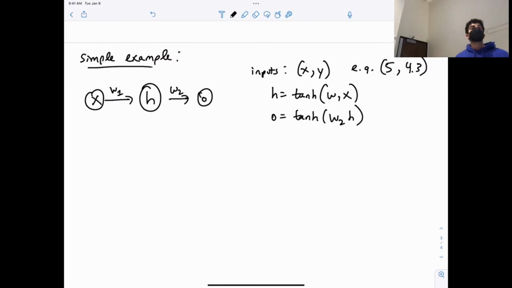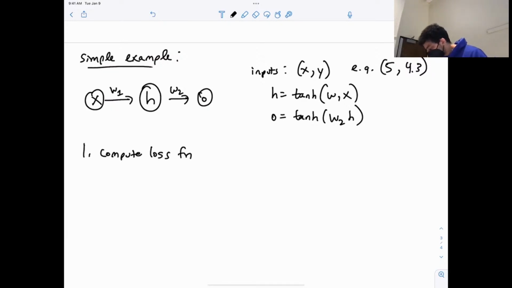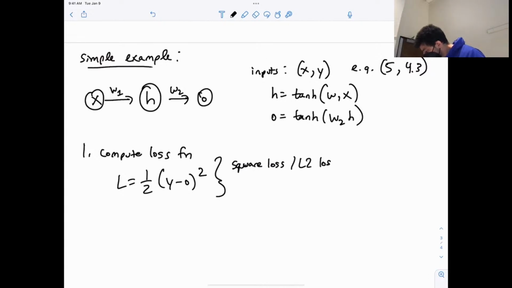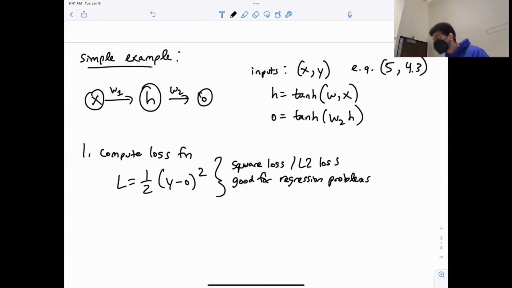Okay, so what's our first step of our algorithm? First, we need to define some sort of loss function, right? So here, we'll use probably the simplest loss function, which is the square loss. So the square loss is defined as follows. And this is square loss. You might also see it called the L2 loss. It's generally good for regression problems, not classification problems. So in a regression problem, you're basically trying to predict a continuous valued output like 4.3, as opposed to a discrete class like in a classification problem where I'm trying to predict books. But this loss function is super simple, so we'll start with it.